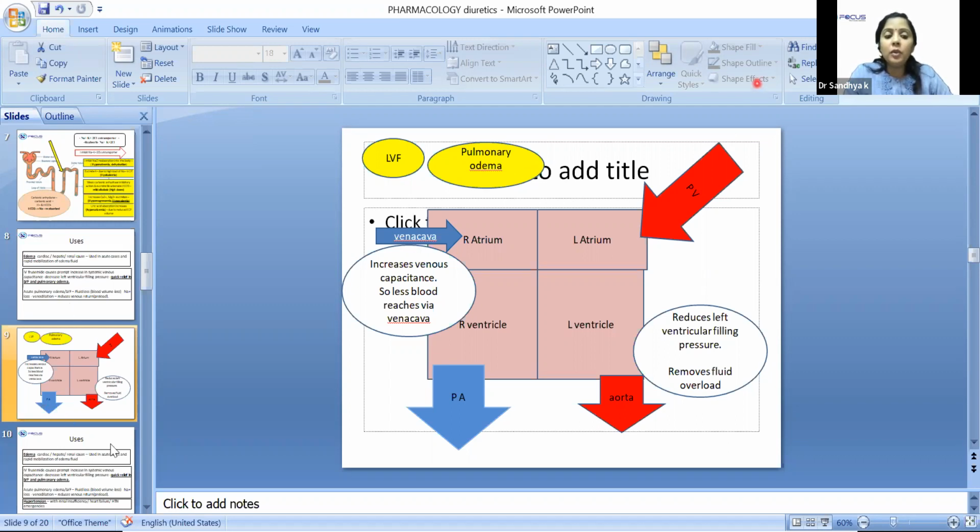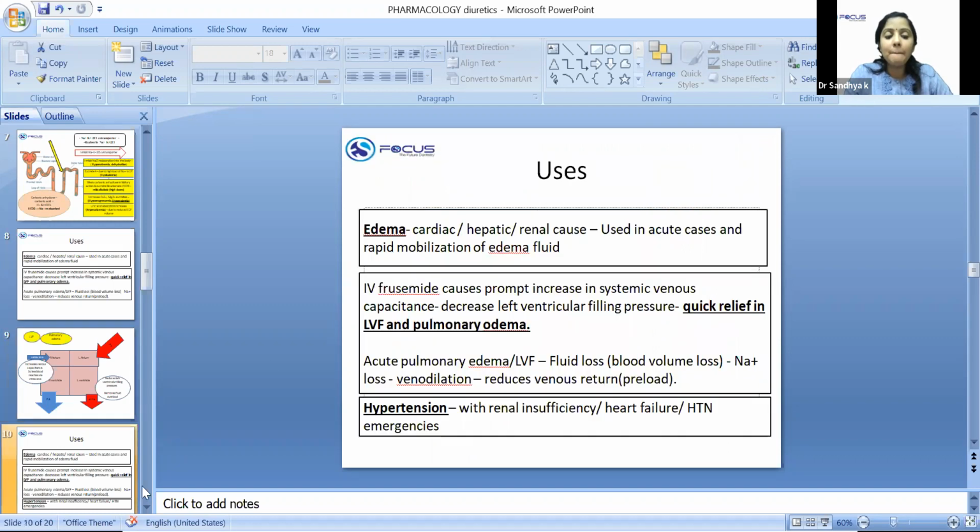Now, another action of furosemide is in hypertension. These diuretics are also combined with antihypertensive drugs. So in antihypertensive therapy, one of the drugs is a diuretic also. Now it is used regularly, it is a regular part of antihypertensive therapy.